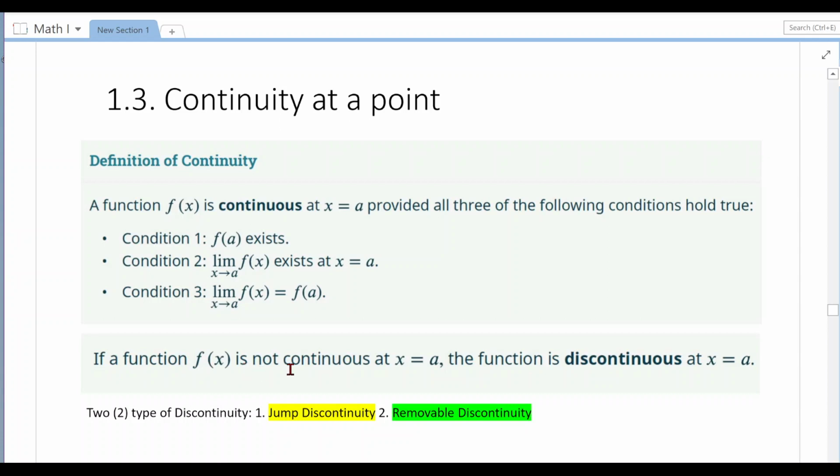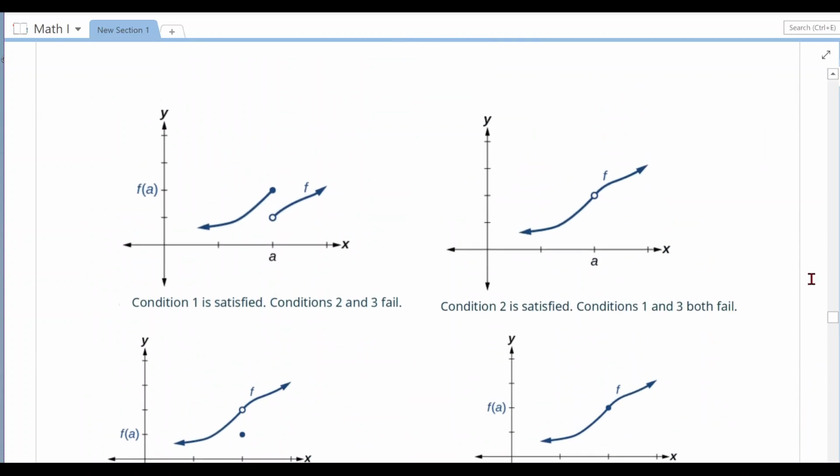So if a function f of x is not continuous at x equals a, the function is called discontinuous at x equals a. There are two types of discontinuity: number one, jump discontinuity, and number two, removable discontinuity. Let's take a look at a couple of examples.